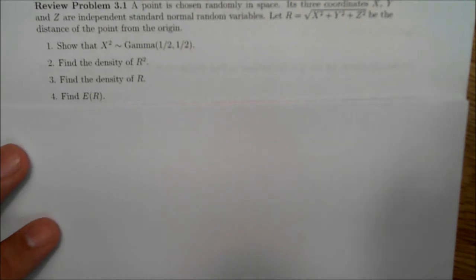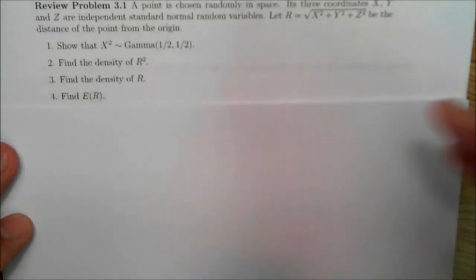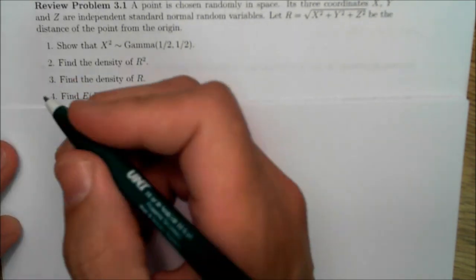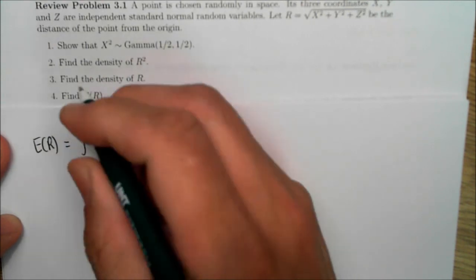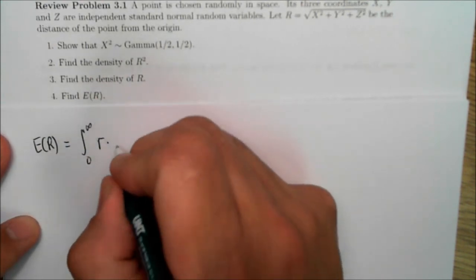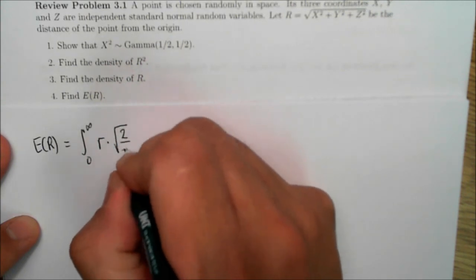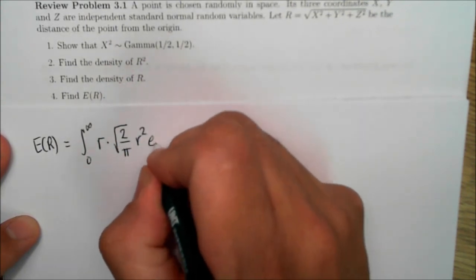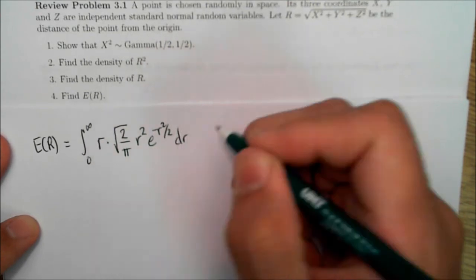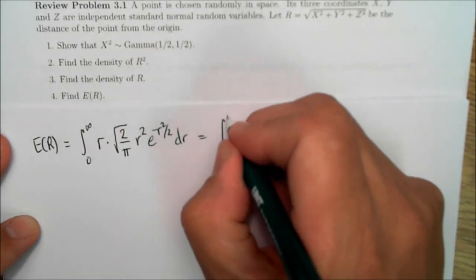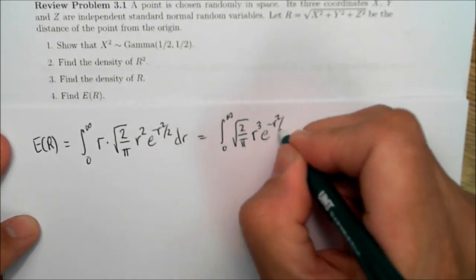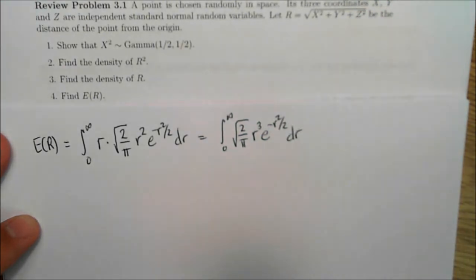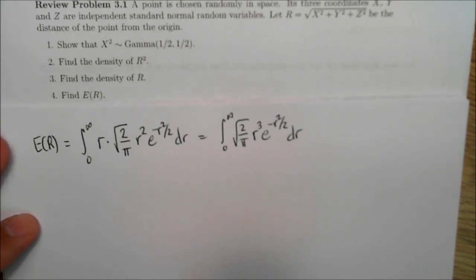Let's now continue to figure out the expected value of r. To find the expected value of r, this is going to be a direct computation. The expected value of r is equal to the integral from 0 to infinity of r times the PDF, which we just found in the previous part, square root of 2 over pi, r squared e to the minus r squared over 2 dr. And so that's equal to the integral from 0 to infinity of square root of 2 over pi, r cubed e to the minus r squared over 2 dr. Alright, so for this one there's no shortcuts. We just simply have to integrate by parts and see what comes out.